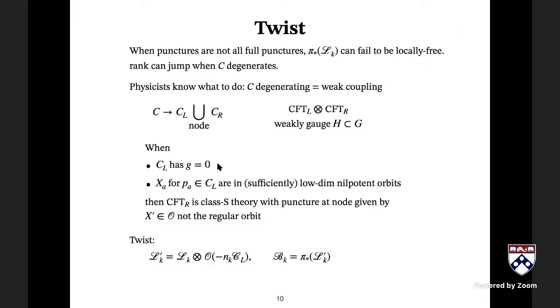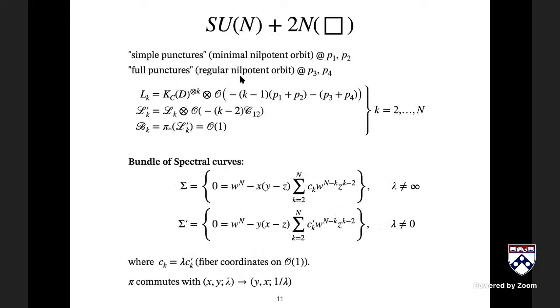So in general, we'll have to twist by this C left to get something for which the higher cohomology on the nodal curve vanishes. That's the condition. So let's do our SU(N) with 2N flavors example, and we'll have simple punctures, namely the minimal nilpotent orbit at P1 and P2, and the full puncture, or the regular nilpotent orbit, at P3 and P4.